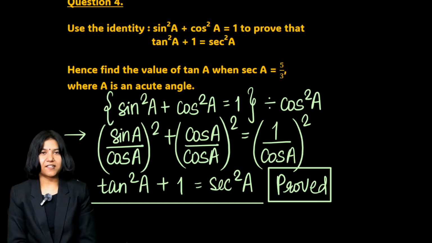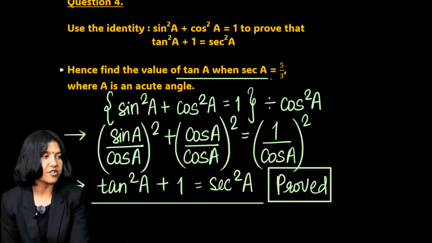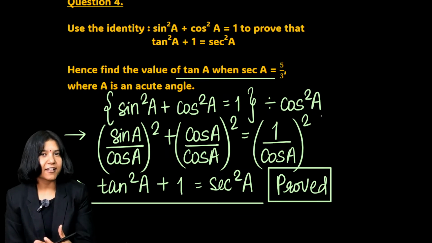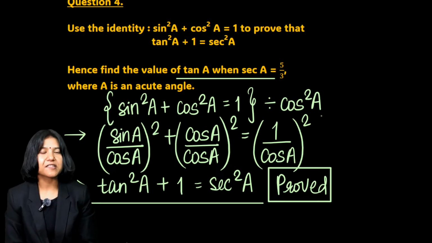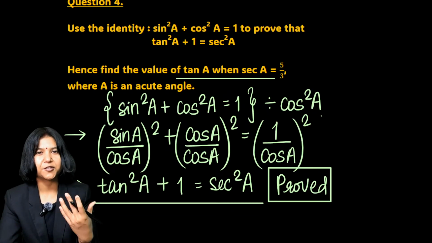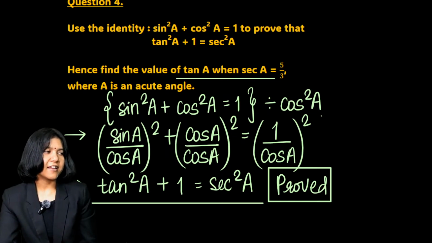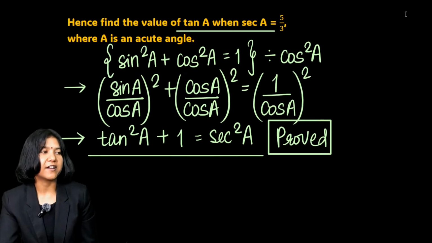Question is continued here. Hence, find the value of tan a when sec a is given to you as 5 by 3. Any question that says hence something, it always means use what you got as your part A answer and then proceed. That's the meaning always: hence do this, hence evaluate. So it's always connected to part 1 of that question. Tan A is what they're asking you to find. Sec A has been given to you as 5 by 3.